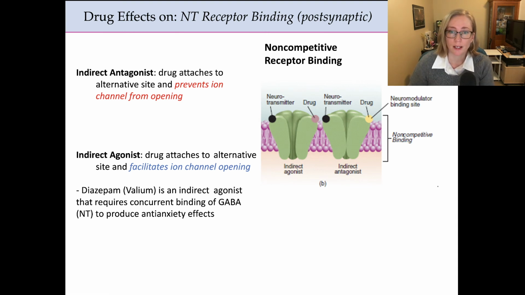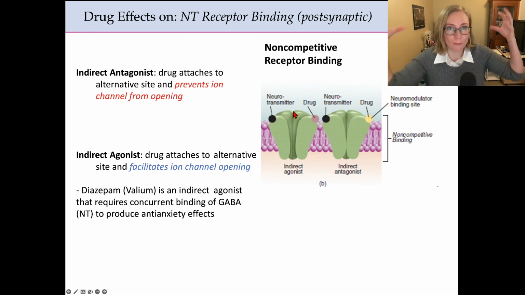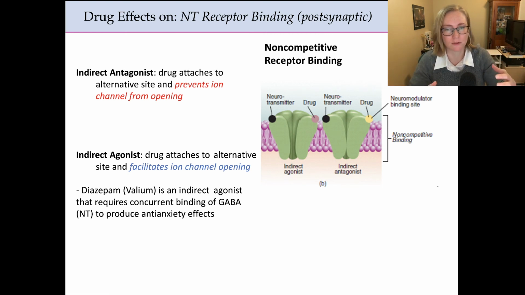So this is why if you were to ever take an anti-anxiety drug like Valium, Klonopin, Xanax, all of the benzos, it has a warning on there that says do not drink alcohol excessively when you're taking this, because guess what? There's a binding site for alcohol on the same receptor. So if you have GABA and Xanax and alcohol all binding together, that's massively going to depress your brain, right?